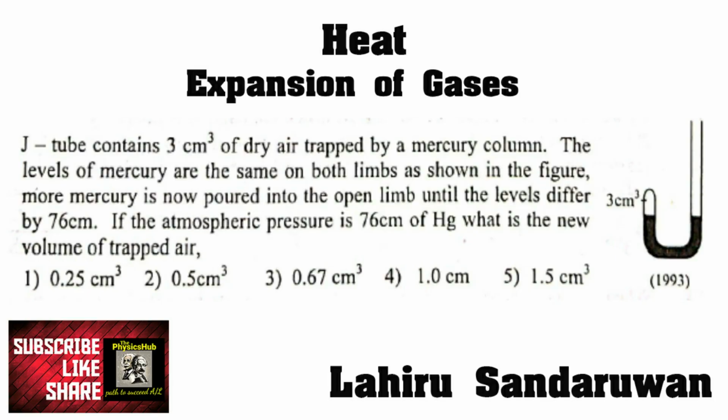A J tube contains 3 cubic centimeters of dry air trapped by a mercury column. The levels of mercury are the same on both limbs as shown in the figure. More mercury is now poured into the open limb until the levels differ by 76 centimeters. Atmospheric pressure is 76 centimeters. What is the new volume of trapped air?